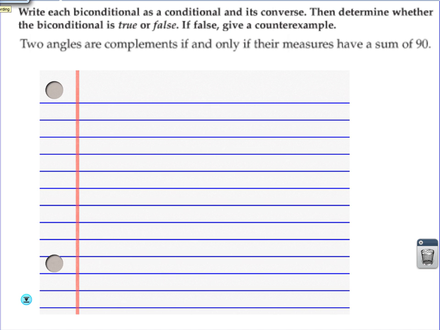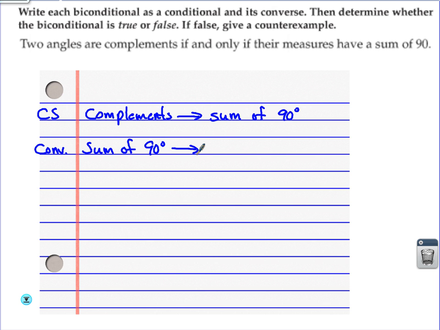Right, next biconditional, same thing. Two angles are complements if and only if the measures have a sum of 90. Okay, conditional statement: two angles are complements. I'm just abbreviating here. I don't want to write the whole thing down. If and only if the measures have a sum of 90. The converse of that, we're going to test to see if it is a true biconditional. If it has a sum of 90, then that implies that they are complements.